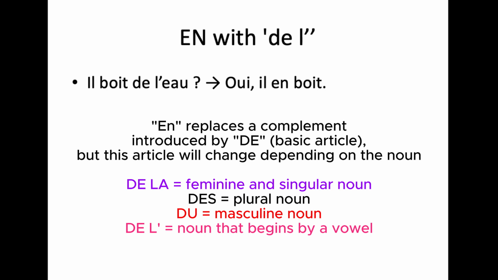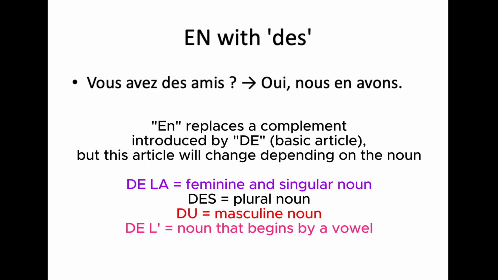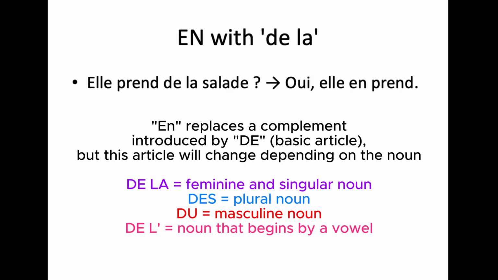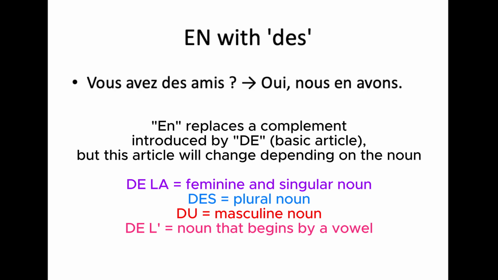Very important. And same thing with des. Vous avez des amis? Oui, nous en avons. So as you can see, same thing, des introduces a complement that begins with a noun in the plural form. So it's very important to notice that for all these cases, even if the noun is masculine, feminine, singular or plural, we always have to put en to replace a complement introduced by de, des, du, de la, and de l'. It's very important to know that.